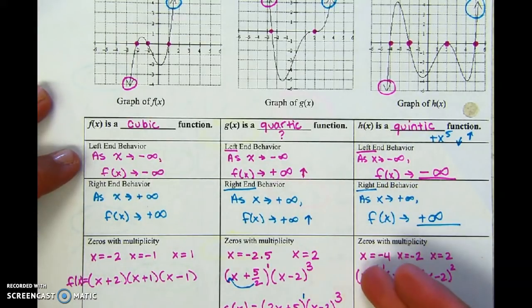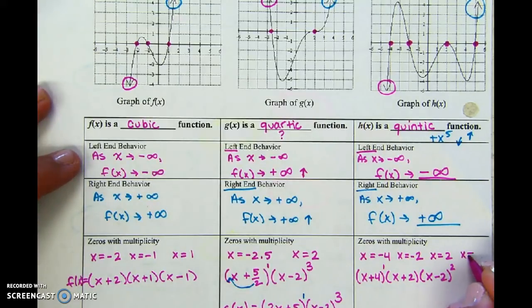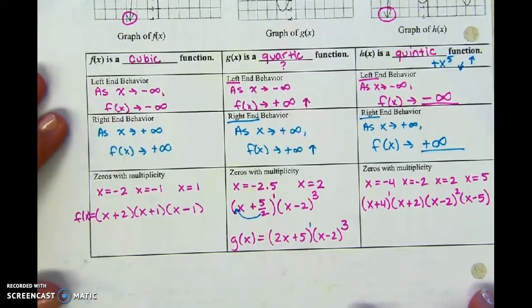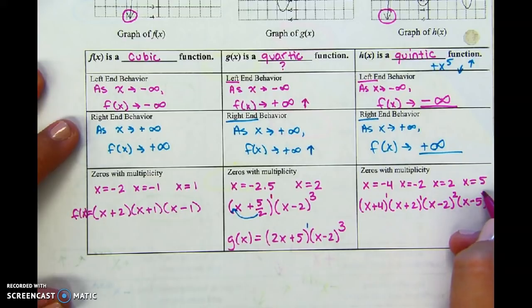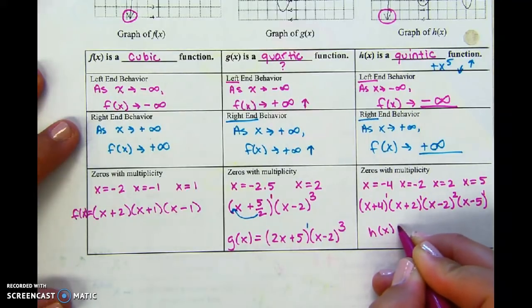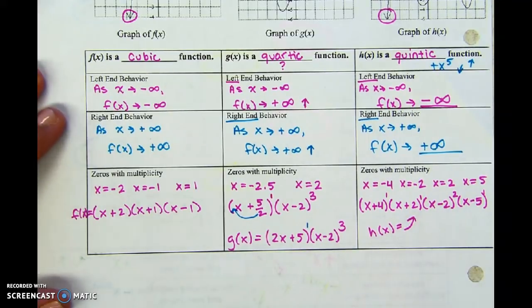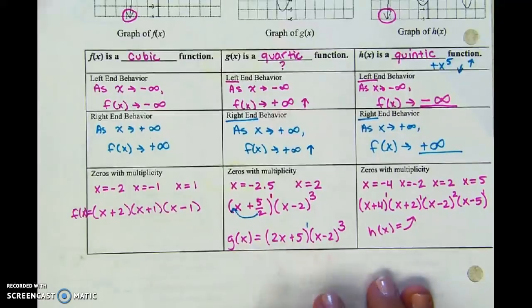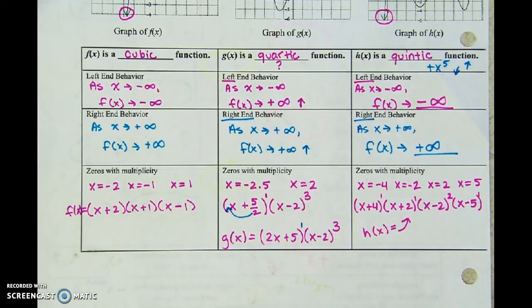It goes boop, boop. And that 0 at 5, x equals 5. So our factor is x minus 5. Cool. Do these powers add up to 5? 1, 2, 3, 4, 5. Yes. And what is this called? This is called h of x equals that. That's the end of our notes. We're going to have lots of practice coming up. Thank you for watching.